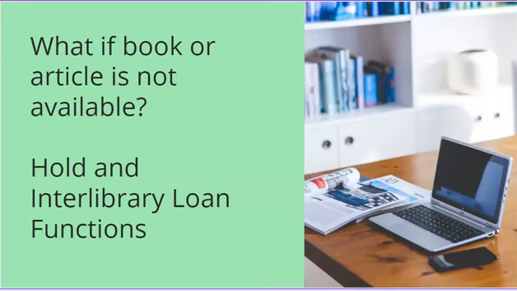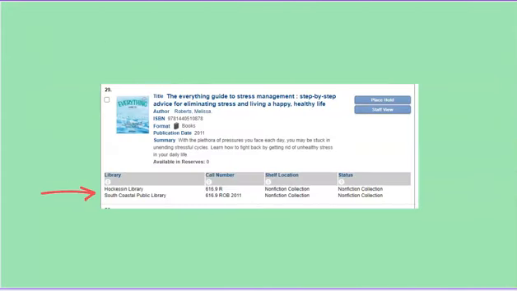What happens if a book or article is not available? In this tutorial, you'll be shown how to use the hold and interlibrary loan functions to receive the book or article that you're interested in. In my first example, here is a book that I'm interested in reading.